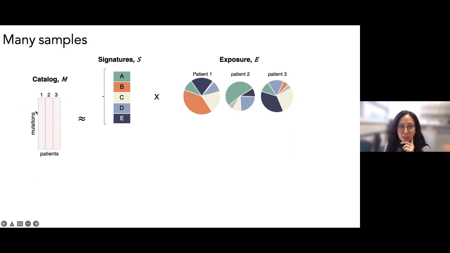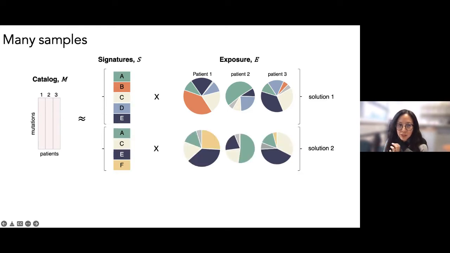These are the mutations in your 96 channels, and here are your patients, 3 different patients here, for example. Here are the signatures we want to find, and we're going to show how much of each signature is present in each sample. Now, this is a process that can produce multiple solutions. So when I take this and put it through an algorithm, I could get one solution, but I could get another solution. And in fact, I could get any number of solutions depending on how many times I want to run this exercise.